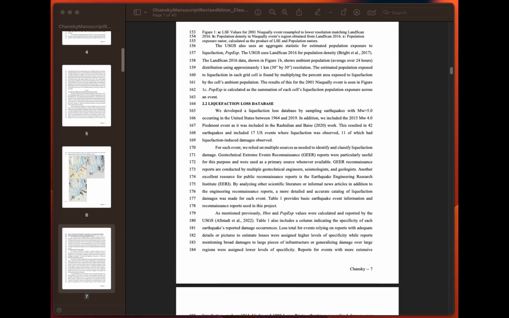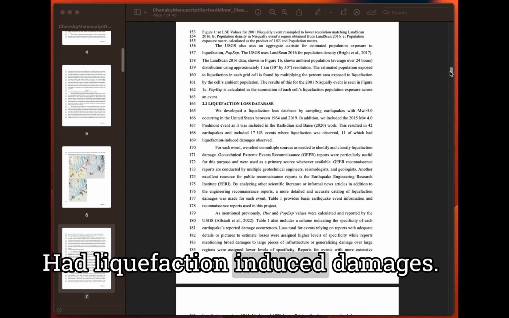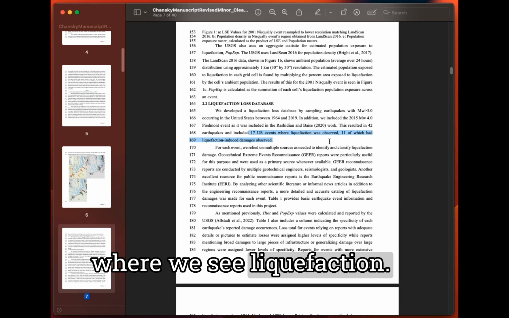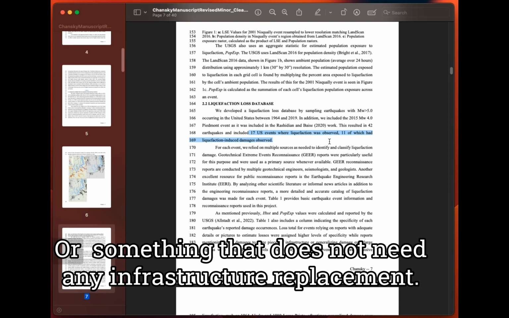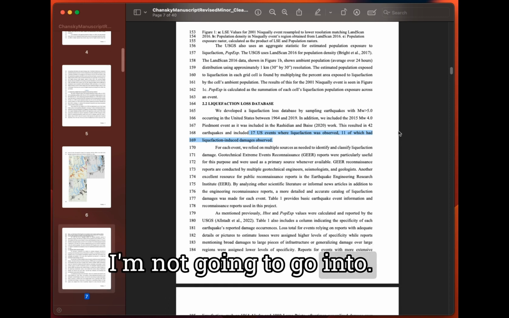We ended up finding 42 total events, 17 US events where liquefaction was observed, and 11 of which had liquefaction-induced damages. What we mean by that is there can be an event where we see liquefaction, but it occurs in an open field or something that does not need any infrastructure replacement. So there is a fair amount of detail in this section that I'm not going to go into.